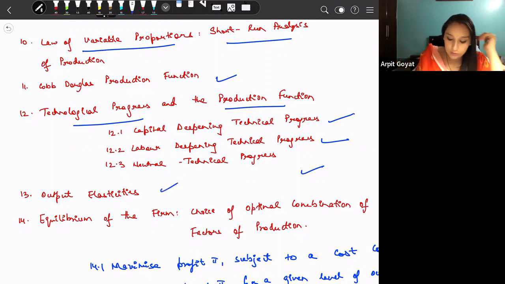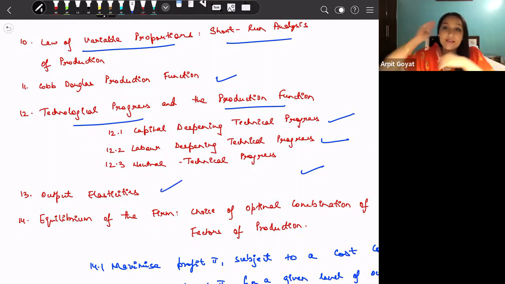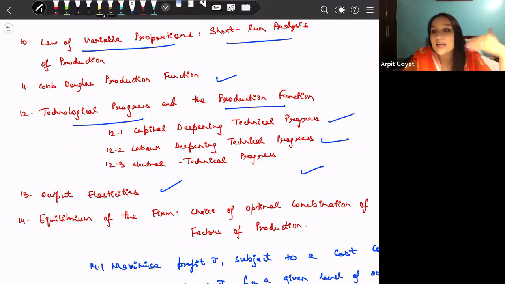Then we'll discuss the output elasticities. So while discussing the consumer demand theory, we discussed elasticity of demand, we discussed elasticity of supply. But now here, since we are talking about production, we are talking about output. So we will discuss output elasticity.